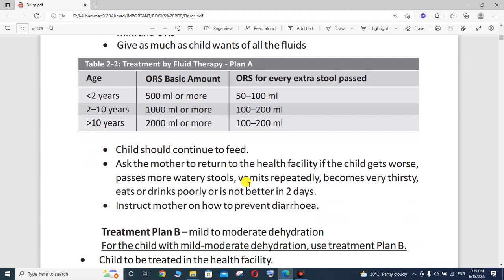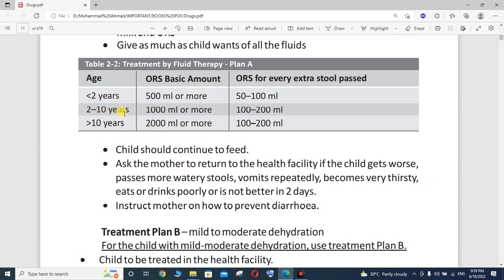if the child gets worse, passes more watery stools, vomits repeatedly, becomes very thirsty, eats or drinks poorly, or is not better in 2 days. Instruct the mother on how to prevent diarrhea. This is the treatment by fluid therapy, plan A.